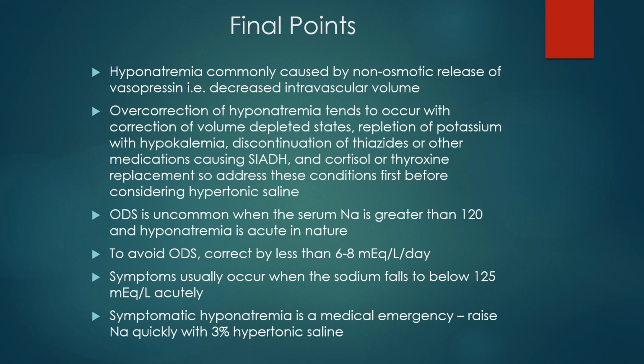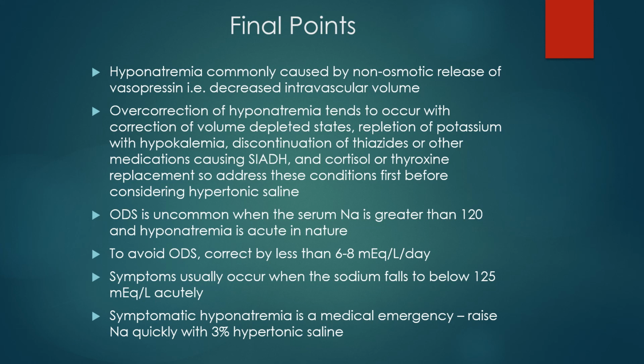Overcorrection of hyponatremia tends to occur with the correction of volume-depleted states, potassium repletion with hypokalemia, discontinuation of thiazides or other medications causing SIADH, and cortisol or thyroxine replacement, which can each rapidly reverse the defect in water excretion and thus cause a brisk aquaresis and rapid autocorrection of the hyponatremia. So treat the underlying conditions first and monitor sodium levels for improvement before considering saline administration.